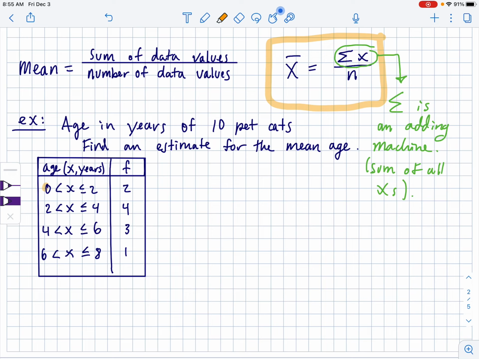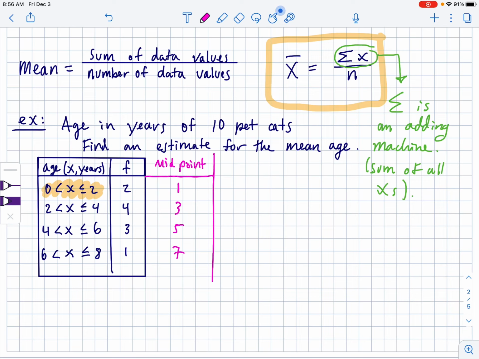First of all, the ages are in intervals. They're not actual solid numbers. So what we have to do is add on a column that's called mid-interval value, but I think of it as midpoint. So the midpoint between 0 and 2, if you add 0 and 2 together and divide by 2, it's like the average of the interval, is 1. And then directly between 2 and 4 is going to be 3. Between 4 and 6 is going to be 5. And between 6 and 8 is 7.